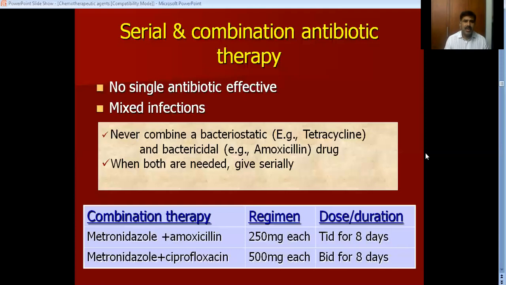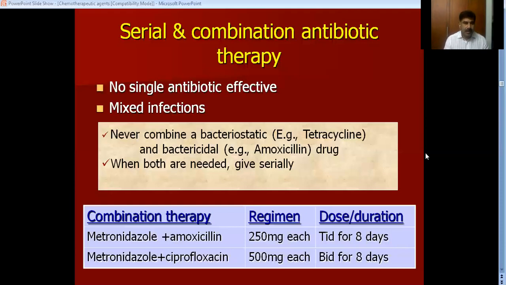One is you should never combine a bacteriostatic agent with a bactericidal agent. That is, you should never combine tetracycline with an amoxicillin. Both are effective, but you should never combine them. Now, when both are needed, give them serially. First, you can start with tetracycline, for one course of probably about 5 to 7 days. Then after that, you start with amoxicillin. That is known as serial antibiotic therapy.